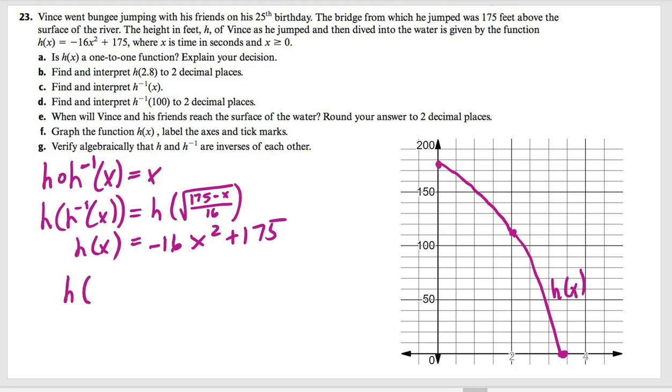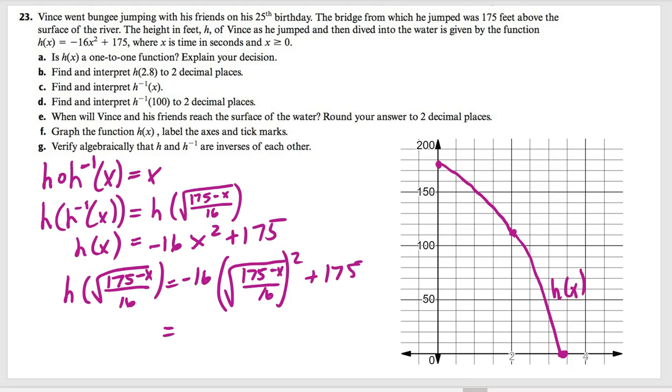And anywhere there's an x, I'm going to put the square root of (175 minus x) over 16. And I can see that I'll get negative 16, and this will become (175 minus x) over 16. And when I multiply that out, I'll get x. So that does check out.